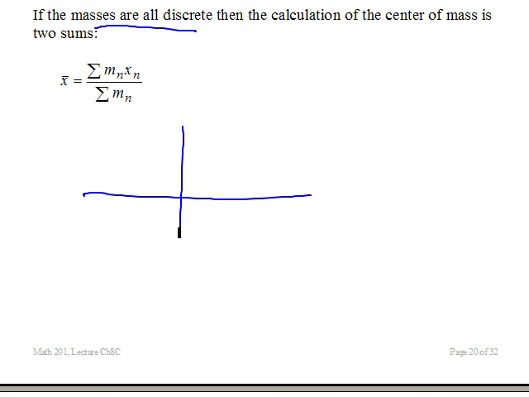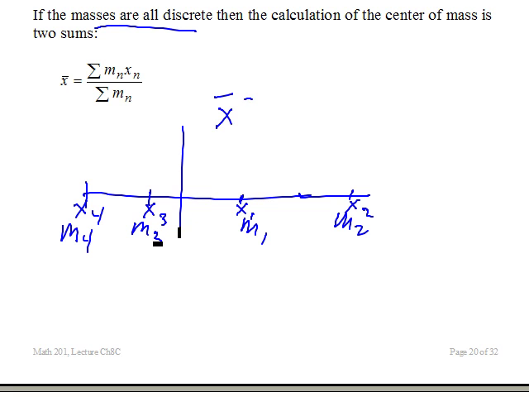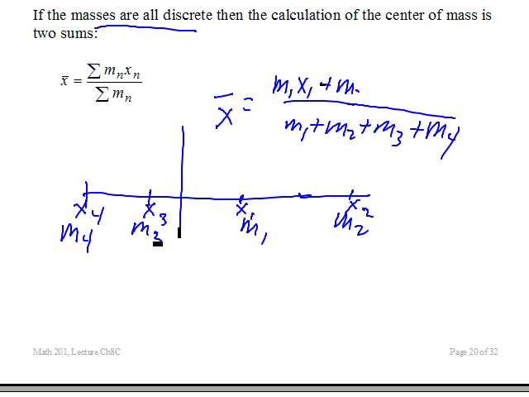For example, we could have M1 here, an M2 out here, an M3 sitting here, an M4 over here, etc. M1 is located at x1, and we'll call the others x2, x3, and x4. Then x bar, the center of mass of this system: you would add up all the masses, M1, M2, M3, and M4. Those make up the denominator. The numerator is M1 times x1, M2 times x2, M3 times x3, M4 times x4.